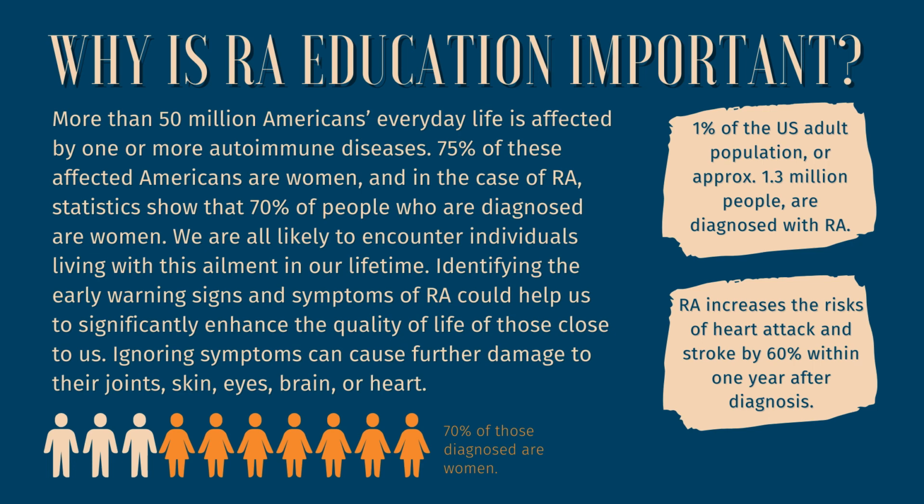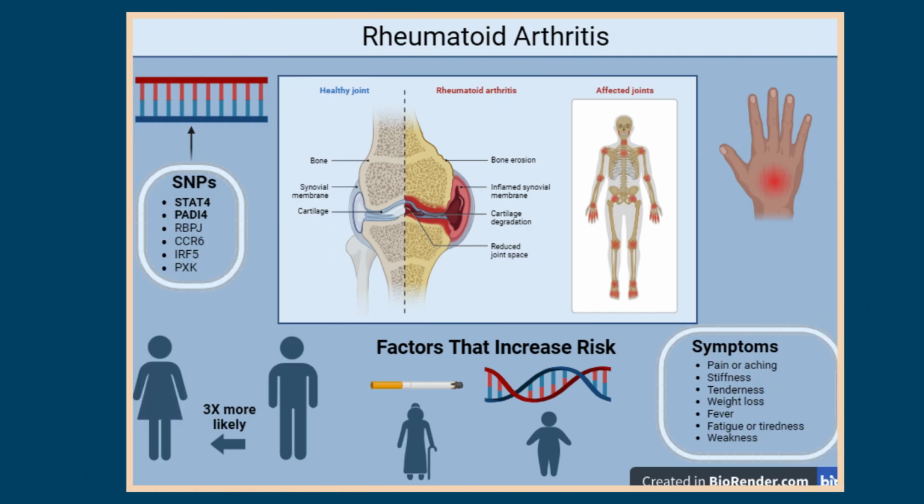1% of the U.S. adult population, or approximately 1.3 million people, are diagnosed with RA. It is important to note that RA increases the risk of a heart attack and stroke by 60% within 1 year after diagnosis. Here's our group's graphical abstract about RA.